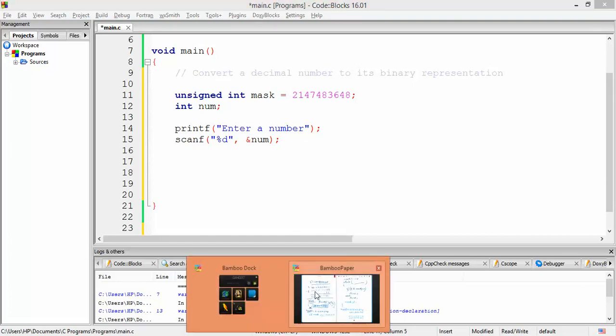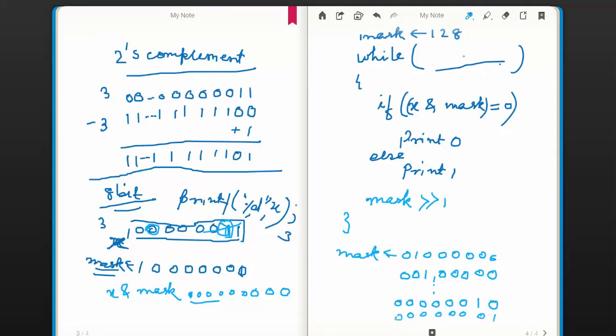So one thing we forgot to talk about is this condition. At last, after this last bit is displayed on the console, we are right shifting the mask. Then after right shifting, this 1 would go off and all the bits of the mask would become 0, and the decimal value of the mask would then be 0. So the condition at the while loop would be: until the mask becomes 0, this loop would go on. So this condition would be used over here.